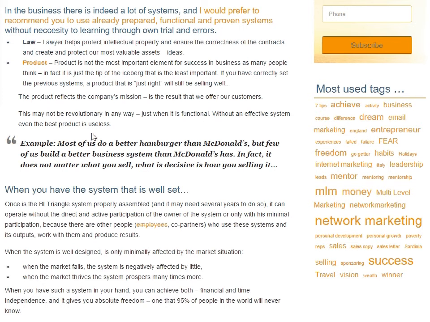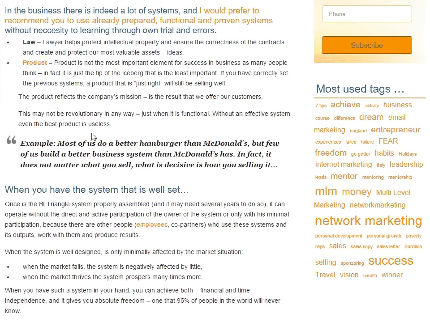That is the least important. If you have set the previous systems correctly, a product that is just right will still sell well. The product reflects the company mission. It's the result that we offer our customers. This may not be revolutionary in any way, just functional. Without an effective system, even the best product is useless.